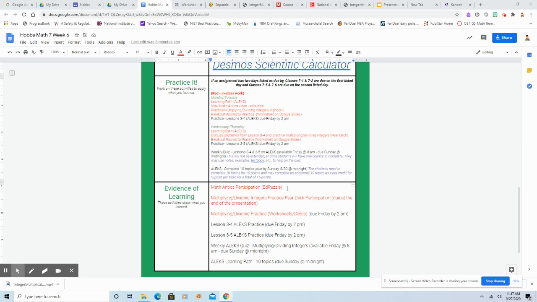This week we're going to do an Ed Puzzle again, Math Antics. This is what they're getting graded on this week. That's right out of the chute tomorrow. He does a great job explaining how to multiply and divide. In fact, I probably don't even have to give a lesson on it. He does such a good job.